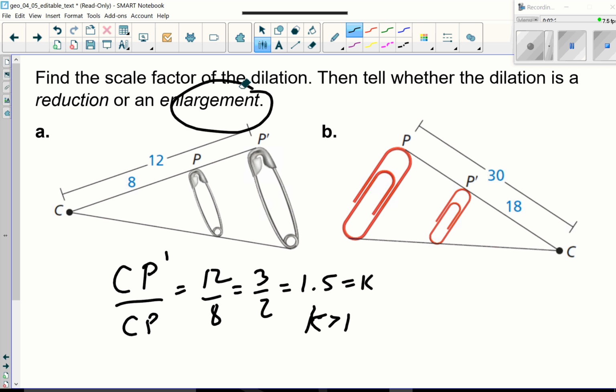So enlargement, again, we're going from a smaller safety pin to a larger safety pin. For the paper clips, you can see here we have P prime. It's getting closer to that fixed point C. This is going to involve reduction.